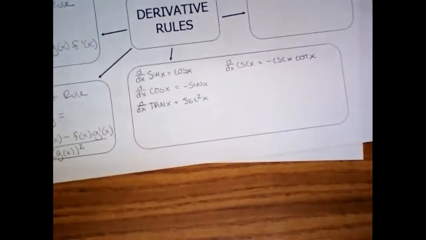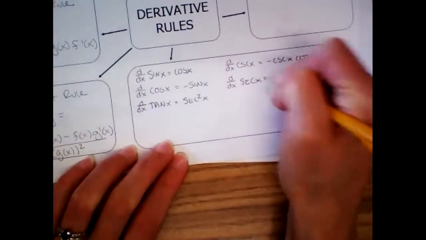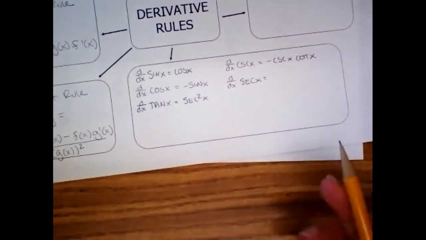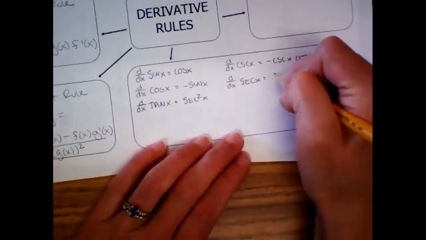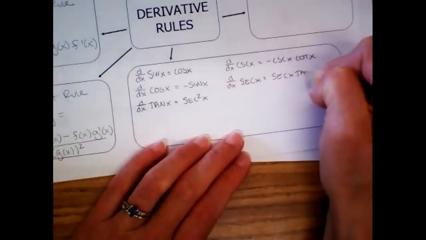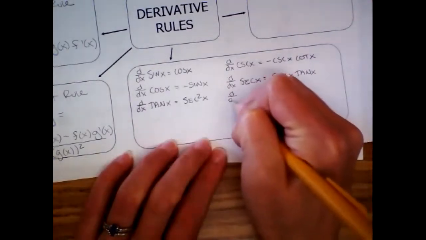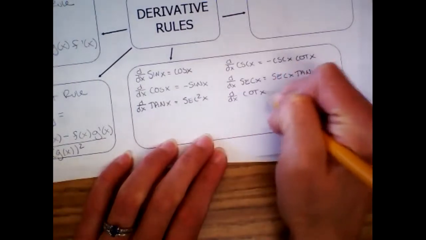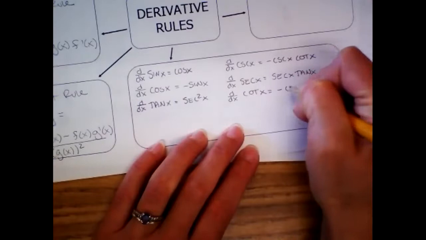Now, the last ones I'm just going to tell you. But if you wanted to work out the others, like for example, the derivative of secant, you can rewrite secant as 1 over cosine and then do a quotient rule. This would be secant tangent. And then for cotangent, you can always write it as cosine over sine and then do a quotient rule. And that is negative cosecant squared.